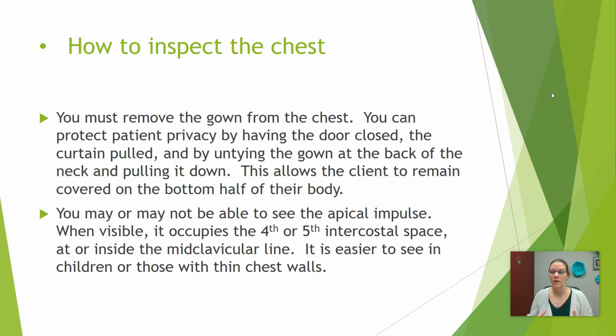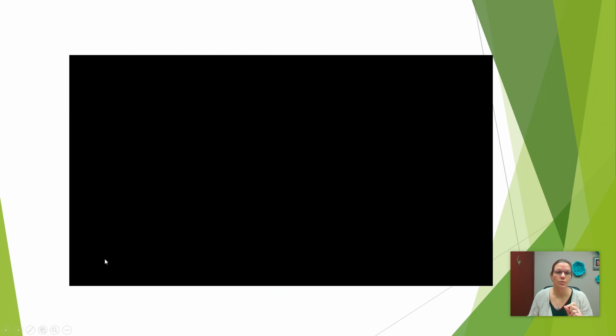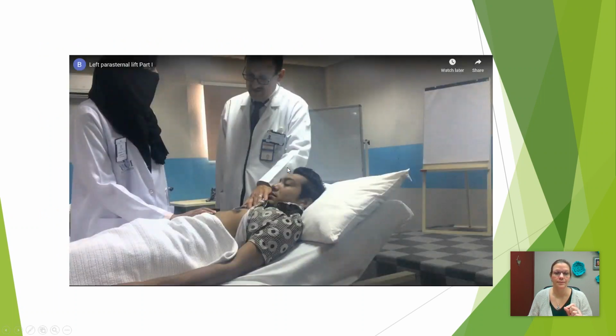A heave or a lift is a sustained, forceful thrusting of the ventricle during systole. It occurs with ventricular hypertrophy and is seen at the sternal border of the apex. I could not find a video that showed a visible heave or lift, but I do have a short clip that talks about how to palpate for that.